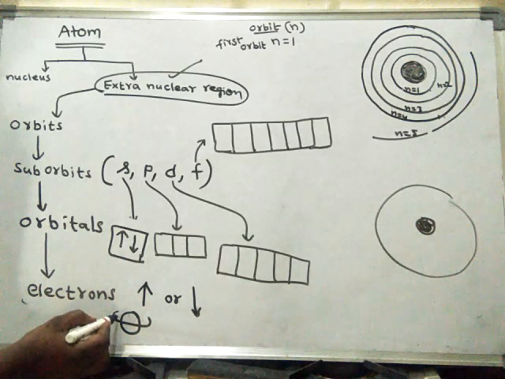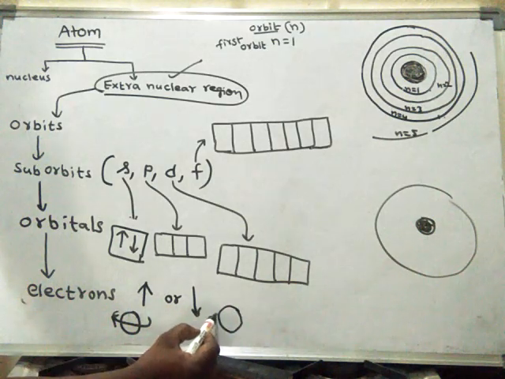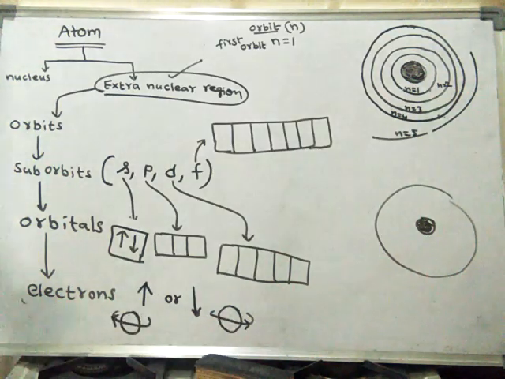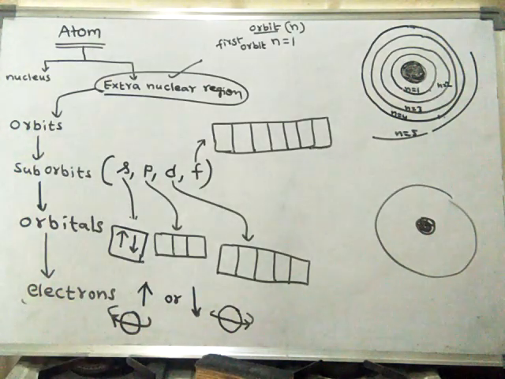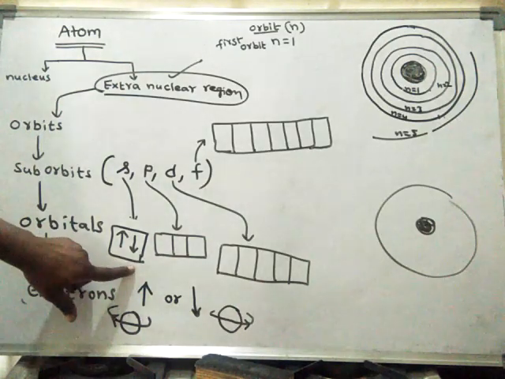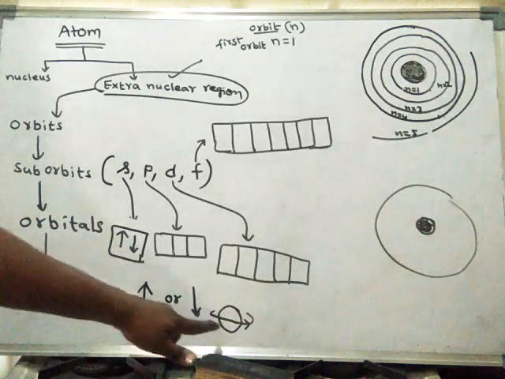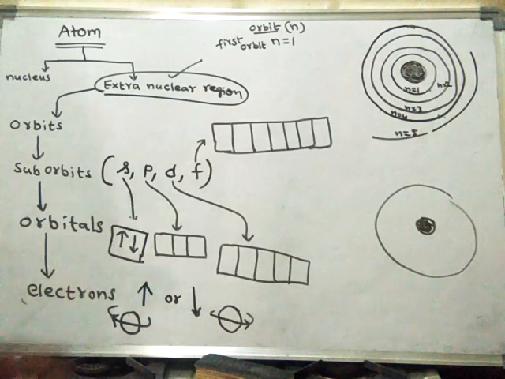It will spin on its own axis either clockwise or anti-clockwise. Every electron will spin on its own axis. So in an orbital you will find a maximum of 2 electrons only, and they should possess opposite spin. One is clockwise spin and the other is anti-clockwise spin. We cannot write a third electron in any orbital.